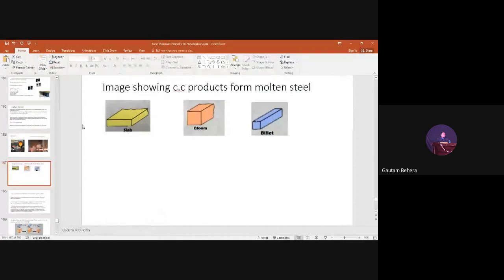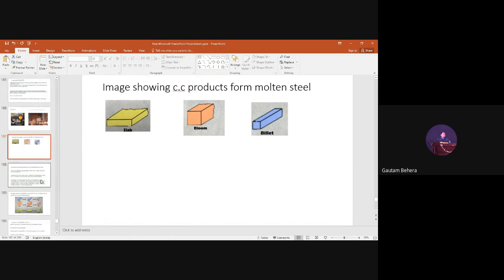Now this is a figure which will show you the difference between slab, bloom, and billet. You can see this is the shape and size of the slab. Size is not fixed here actually, but this is a slab. The bloom shape is like this, and billet shape is like this. So many people get confused here.